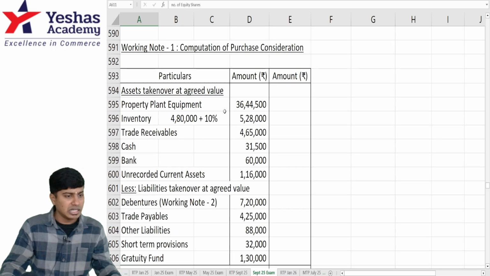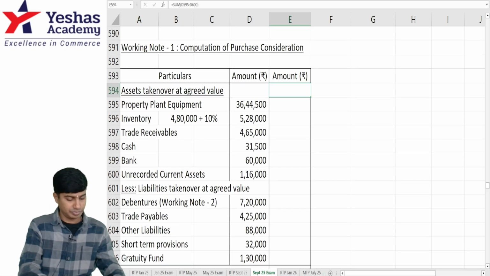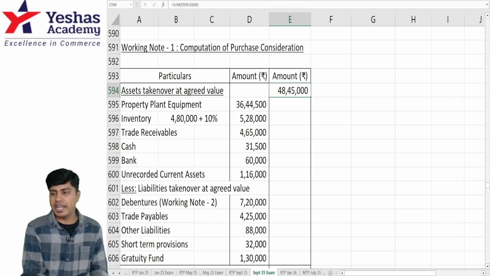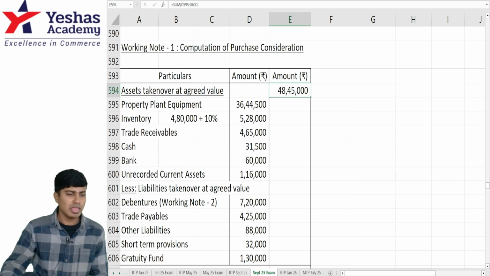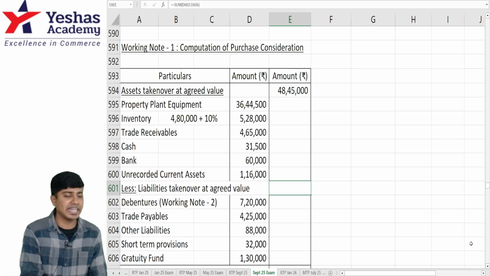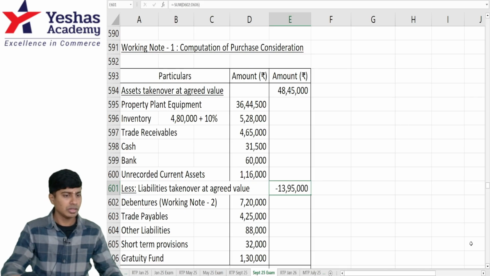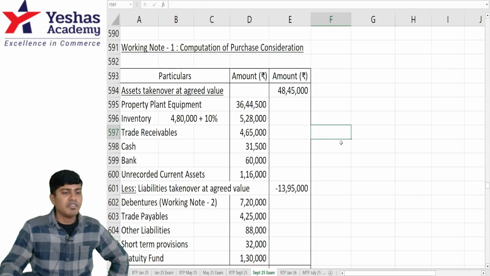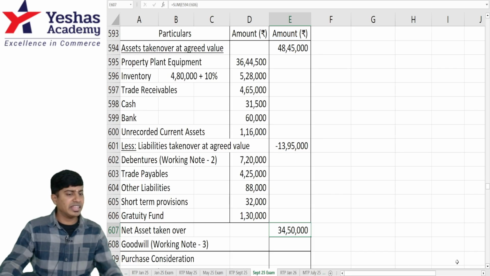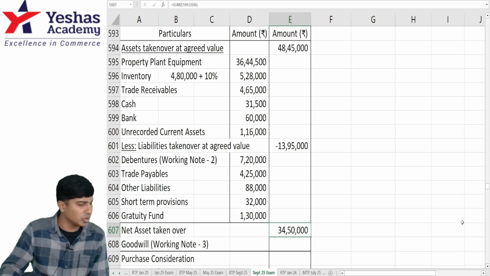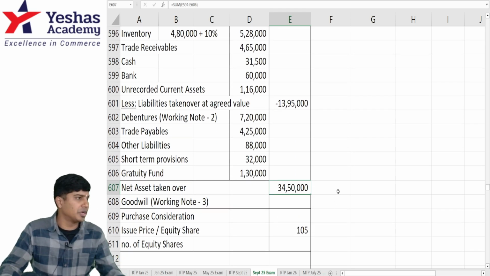Okay, help me with this. Take the total of assets taken over. Can I say it's 48,45,000? Then we'll take total of liabilities. 7,20,000 plus 4,25,000 plus 88 plus 32 plus 1,30,000. 13,95,000 from 48,45,000. Let's deduct 13,95,000. 34,50,000 becomes net assets taken over. Goodwill needs to be computed. Shall we compute goodwill?